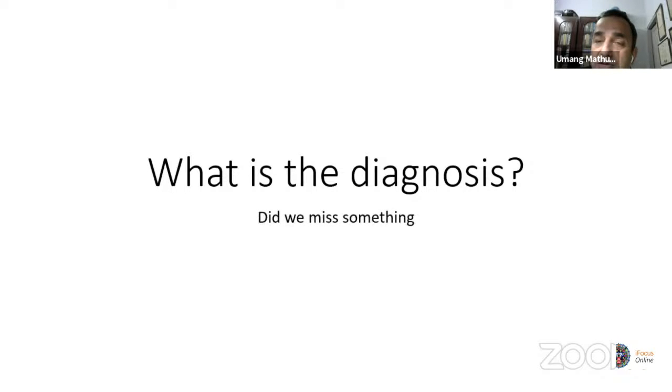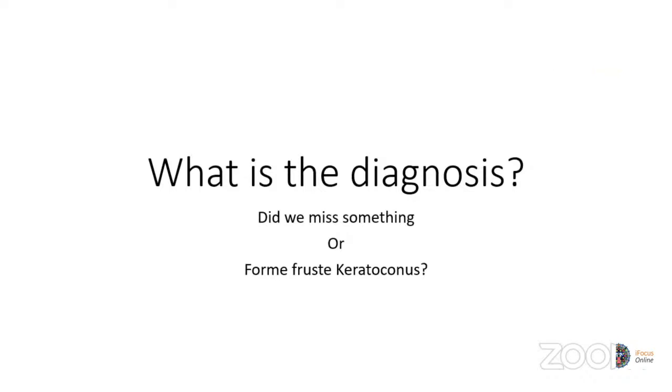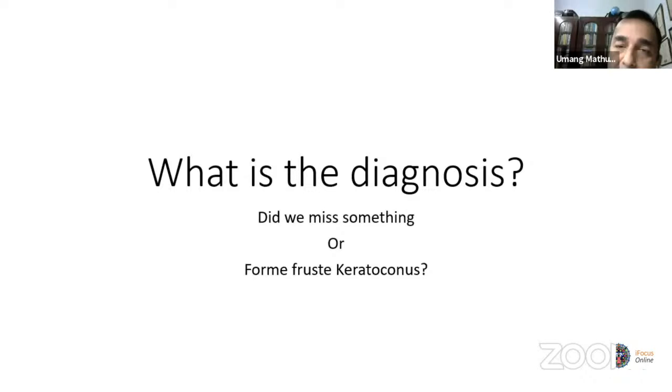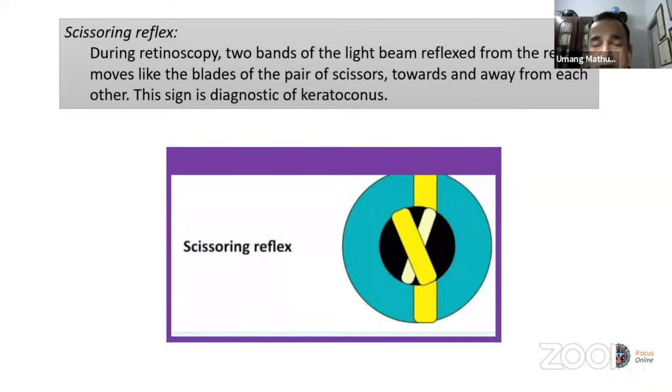Did we miss something on slit lamp? Or is it forme fruste keratoconus? So if you have no clinical signs on slit lamp, you refer to it as subclinical or forme fruste keratoconus, which you've picked up only on topography. So just quickly, I'll run through what are the different signs of keratoconus, because this is important as a question your examiner may ask.